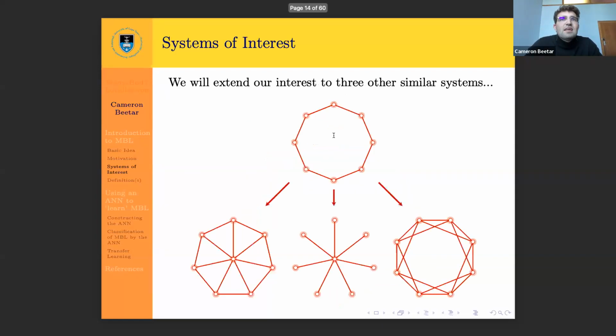Okay. And what we're going to do is extend our interest from this ring structure to structures that have quite different topologies. We're going to train our neural network on data that only comes from these rings, and we're going to ask it questions about these other systems. The system that looks a bit like a wheel, the system that looks a bit like a star, and this system, which is almost the same as the initial system, except here I've got not just nearest neighbor connections, but next to nearest neighbor connections.